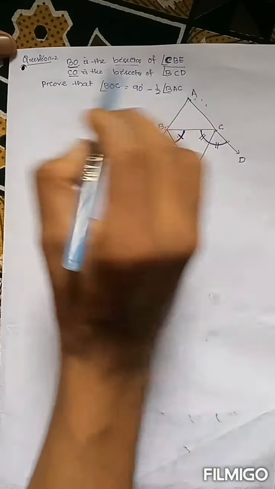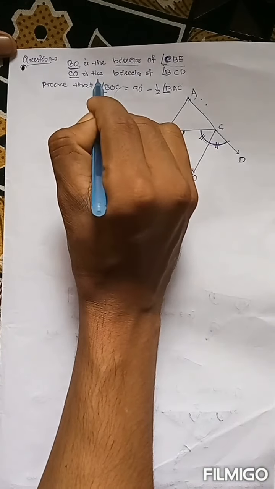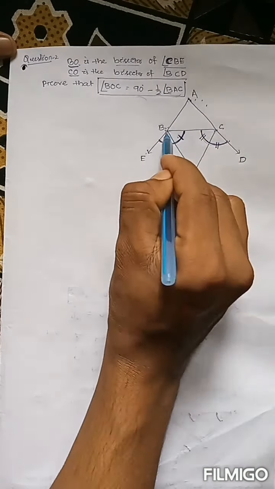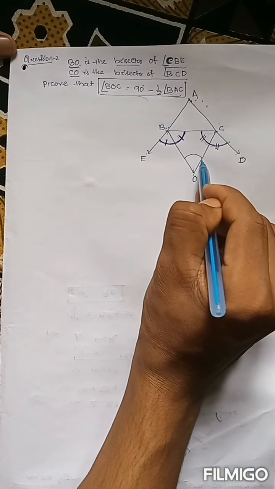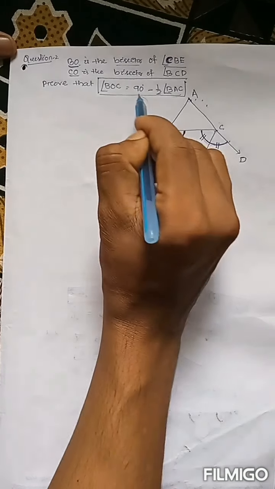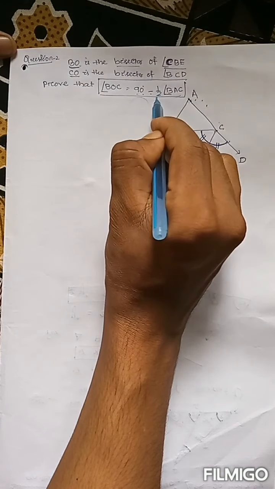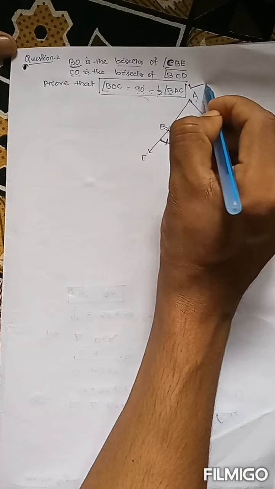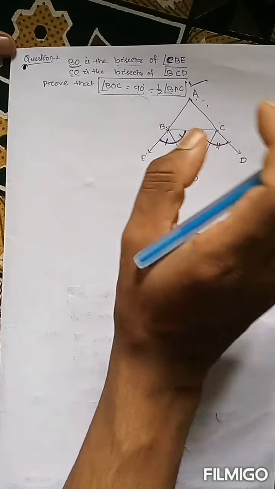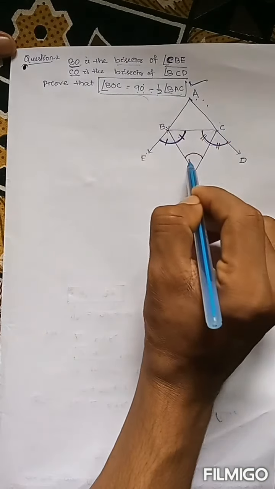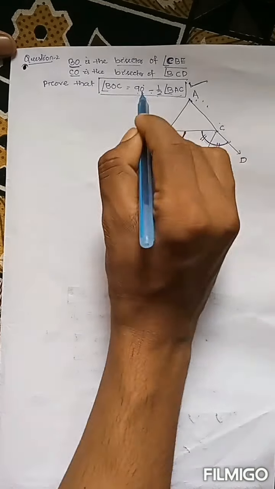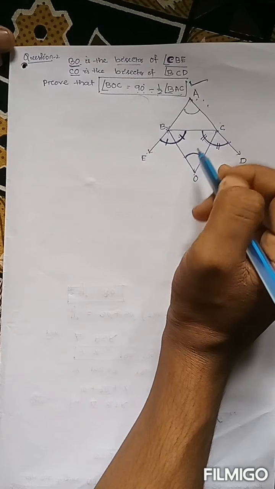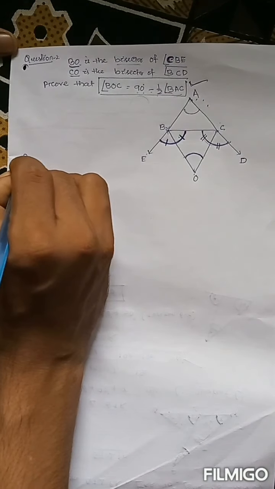Now you have to prove that angle BOC, this angle, is equal to 90 degrees minus half of angle BAC. Though the statement looks very complicated, its solution is very easy. So you have to prove this angle is equal to 90 degrees minus half of BAC, this angle. Let us find the proof.